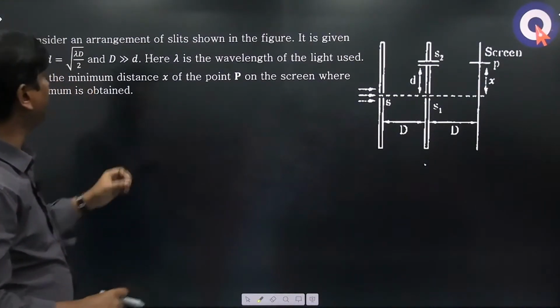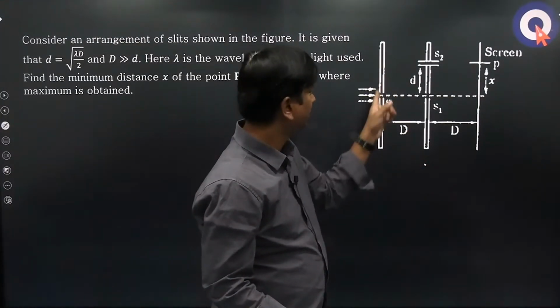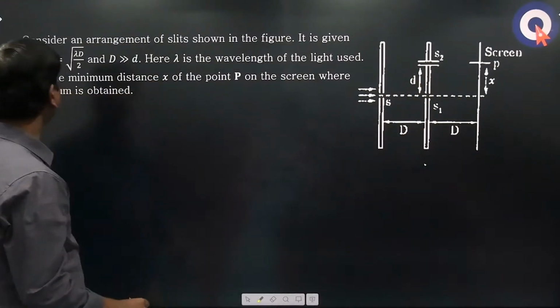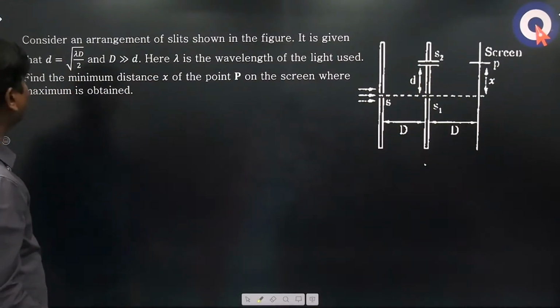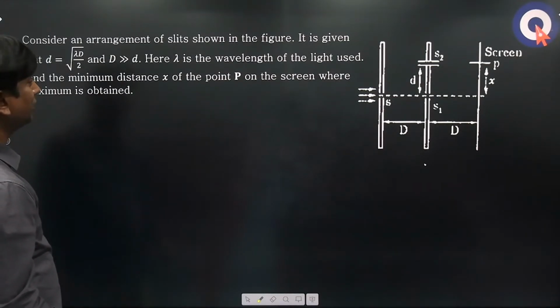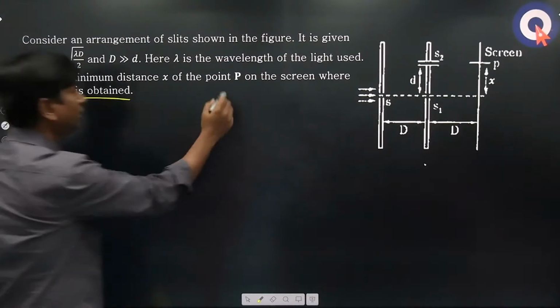Consider an arrangement of slits shown in the figure. This is the first slit, this is the second one, this is another one, right? In the figure, it is given that D is equal to under root of lambda capital D by 2, and capital D is far greater than small d, where lambda is the wavelength of the light used. Find the minimum distance x of the point P on the screen where maxima is obtained.